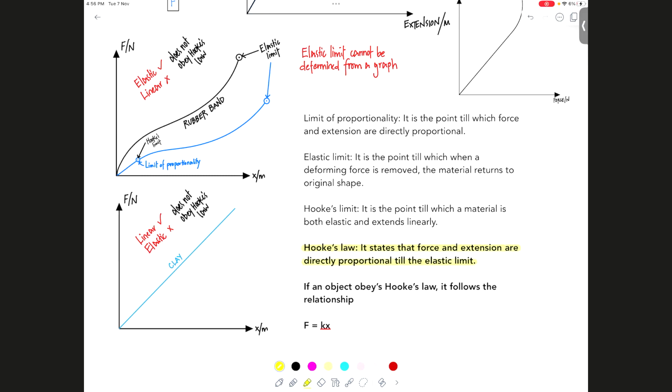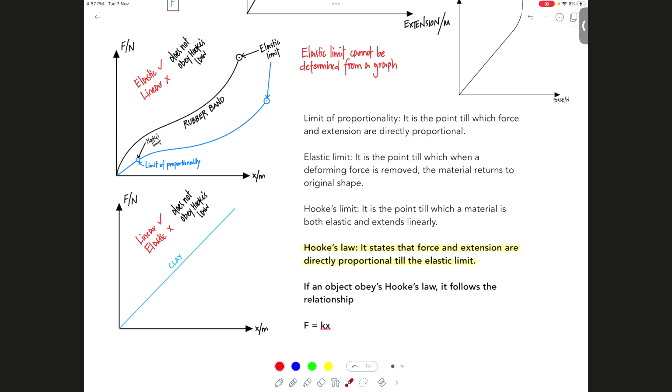Okay, let's see some of your questions. What about materials in plastic limit? How do you know what the elastic limit is if there's no linear part of the graph? You can't really find elastic limit from a graph. It has to be mentioned to you experimentally. Limit of proportionality and Hooke's limit, what's the difference? Limit of proportionality is the point up to which force and extension increase equally, and Hooke's limit is the point up to which force and extension increase equally and also the material is elastic.